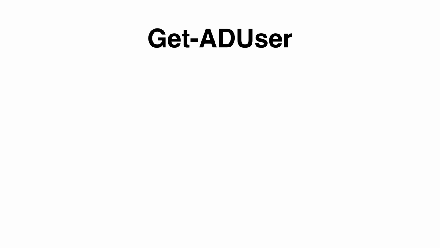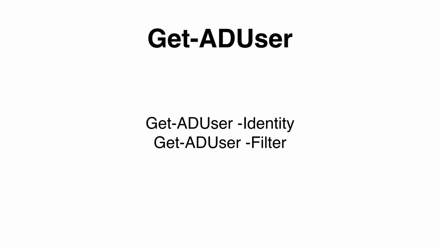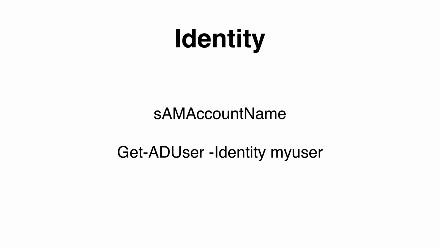Okay, to retrieve user information from Active Directory, we can use the Get-ADUser cmdlet. There are three parameters that have to be specified for this to work. We can either use the identity, we can use a filter, or we can use an LDAP filter. The easiest way to get an individual user is to use the identity parameter. The identity parameter is the same as the SAM account name that has been given to the user. In this example, we are calling the Get-ADUser cmdlet and specifying the identity parameter and calling the SAM account name called myUser.